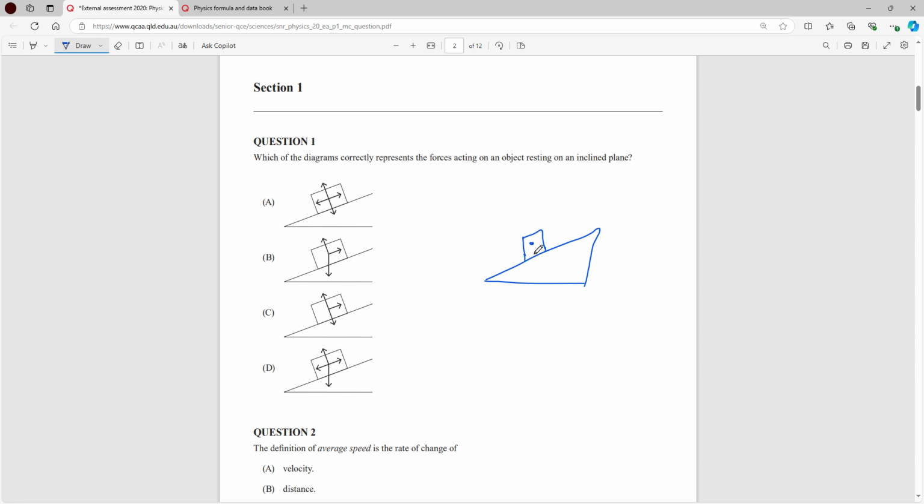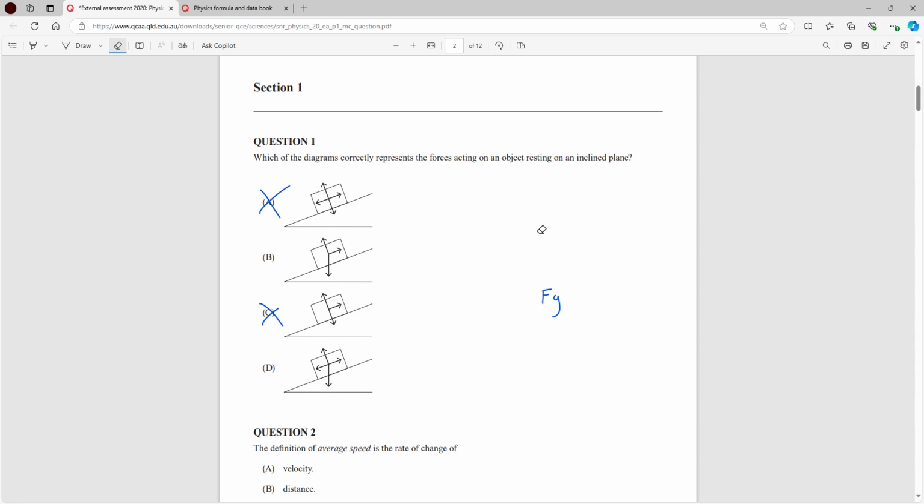If an object's on an inclined plane, the force due to gravity will act straight down regardless of where it is on the surface. So it'll go straight downwards. Diagram A is going like that, so it's not acting straight down, so this one is incorrect. C is also incorrect, because it doesn't act straight down, it goes like that. So it can't be A or C.